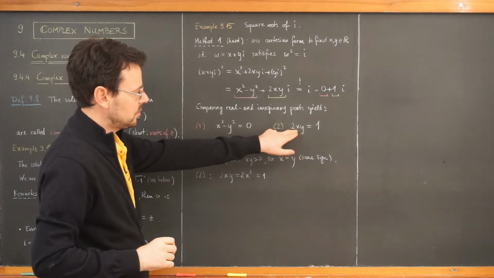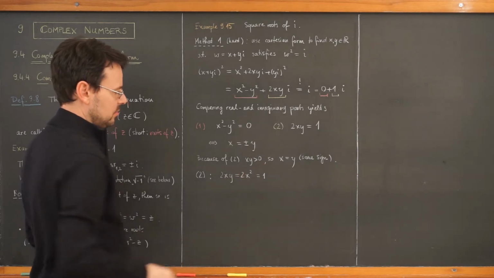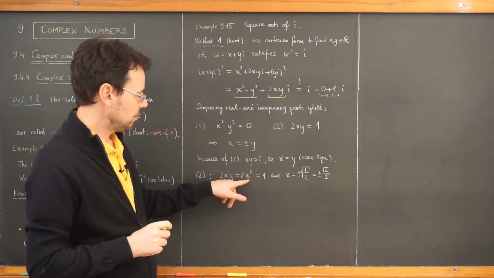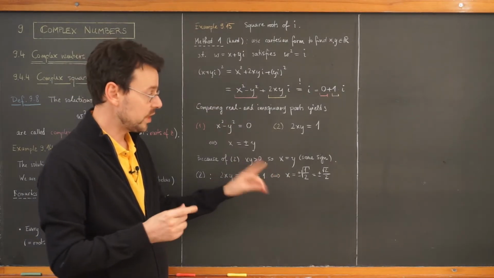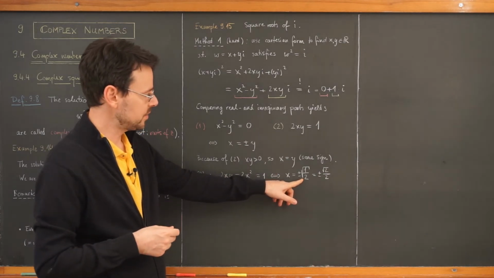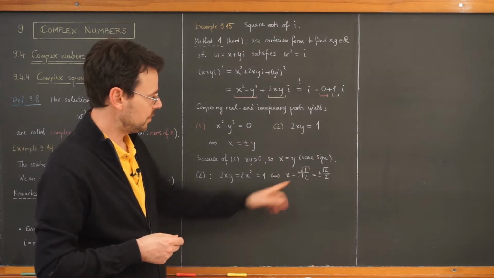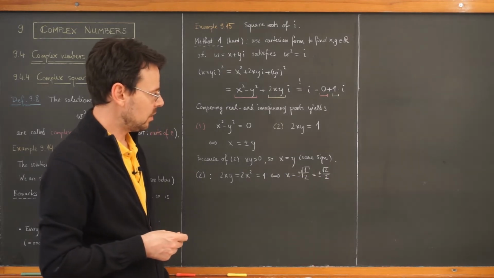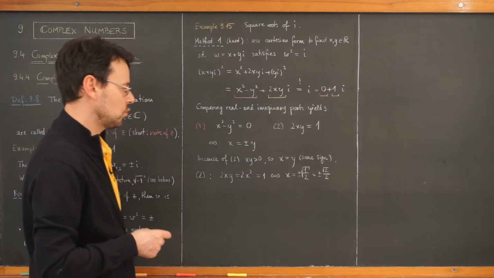So plugging this into equation 2, we obtain 2xy equals 2x times x, so 2x squared. This must be 1, so x squared is 1/2. We take the root, and very important, this is the real root, the root in the real numbers. So we have plus minus square root of 1/2, which is the same as 1 over square root 2, or making the denominator rational yields plus minus square root 2 over 2.